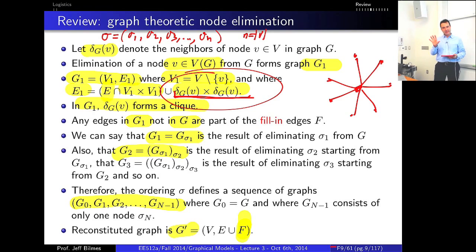We're not going to get at this today, but the class of graphs called triangulated graphs or chordal graphs are exactly those graphs for which there exists an ordering that can be used to eliminate all of the vertices which produces no fill-in.